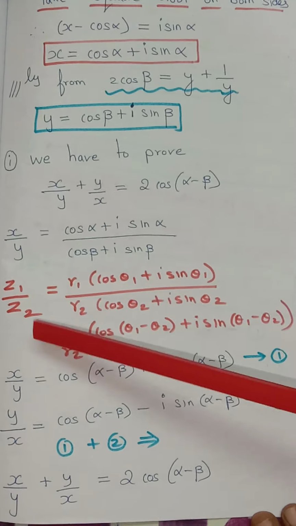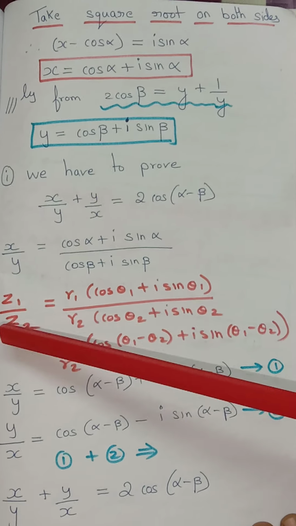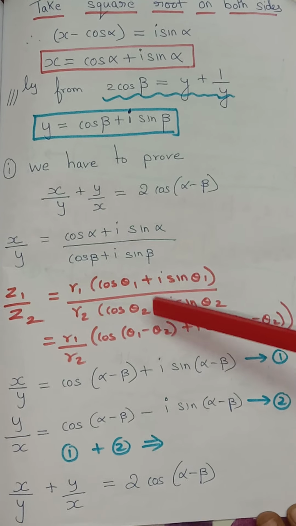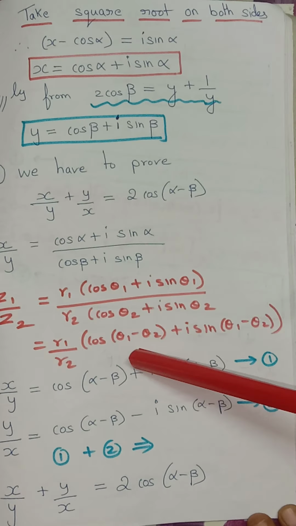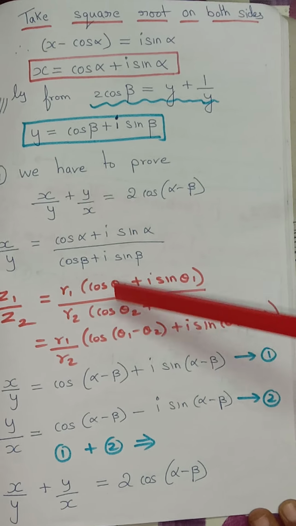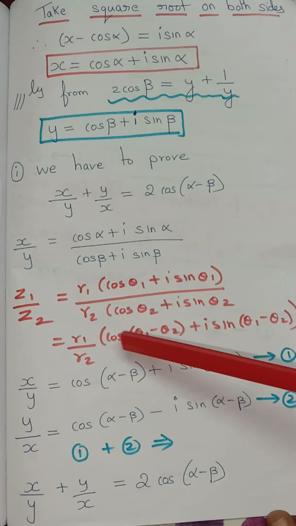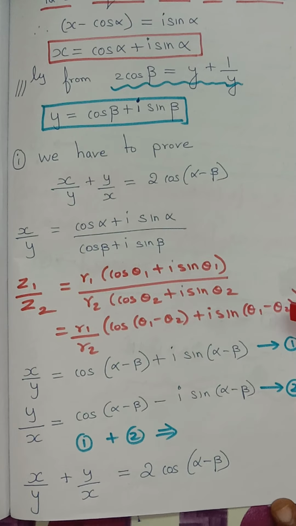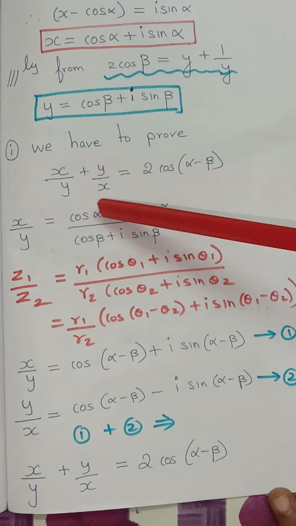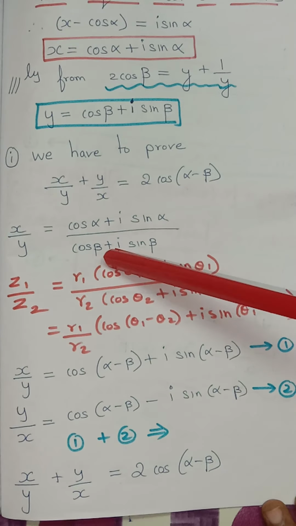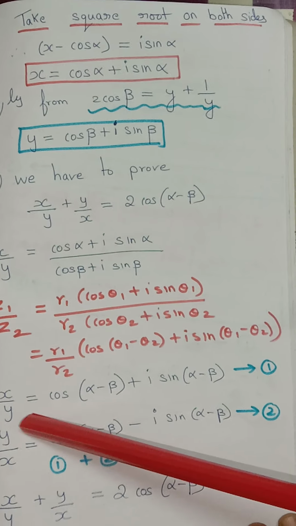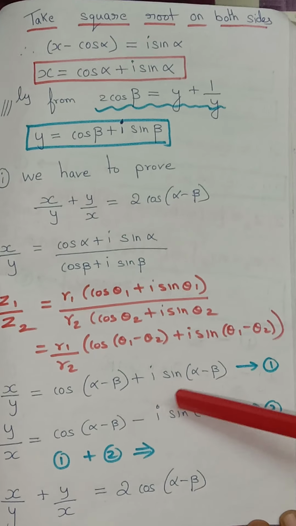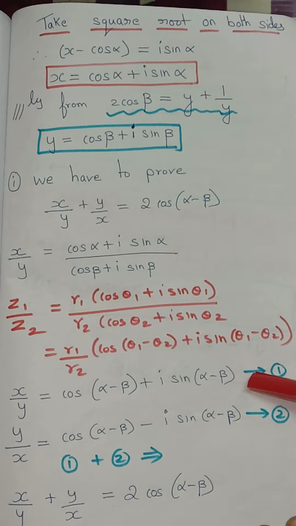At this stage, I am going to use this property. Suppose there are two complex numbers in the form of division, and if they are in polar form, what we have learned in the property is that their arguments we can subtract. That is, I can write it as cos(theta 1 minus theta 2) plus i sin(theta 1 minus theta 2). So this alpha is our theta 1 and beta is theta 2. So x by y is nothing but cos(alpha minus beta) plus i sin(alpha minus beta).